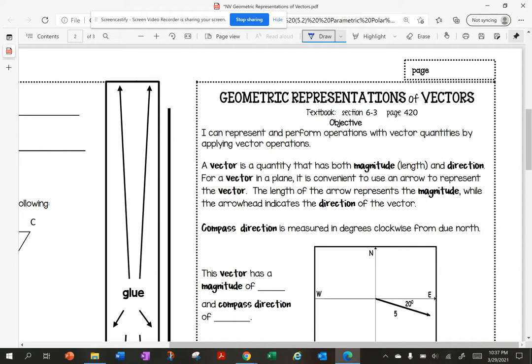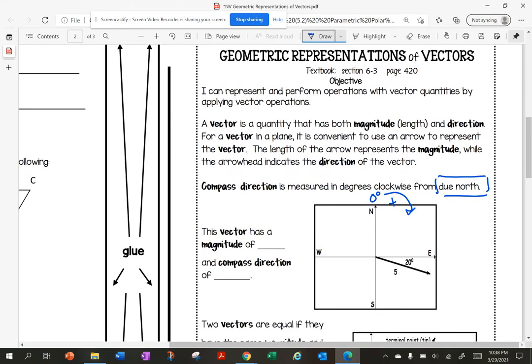Compass directions are measured clockwise from due north. So this is different than geometry, where we're counting degrees from what I'd call east. So due north is here, and clockwise is positive.